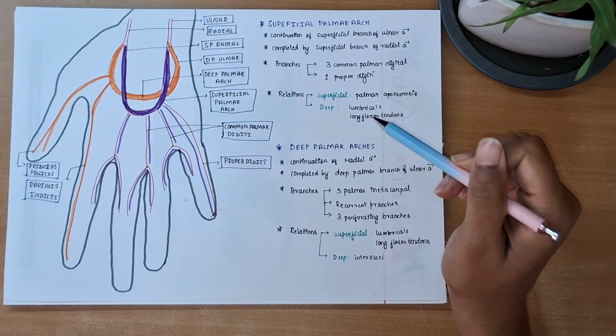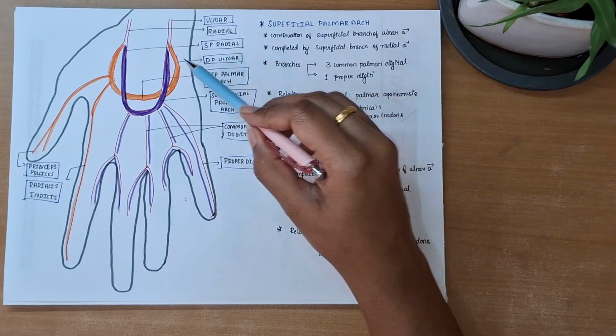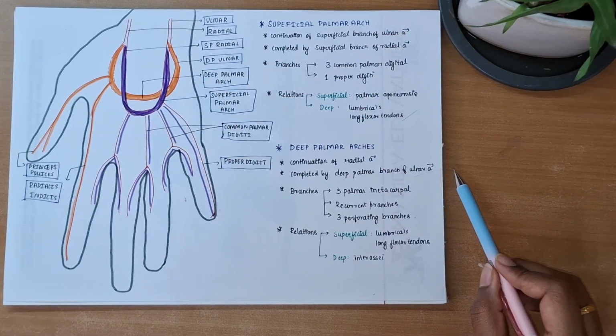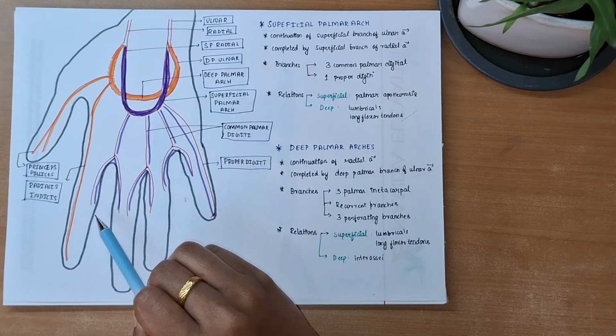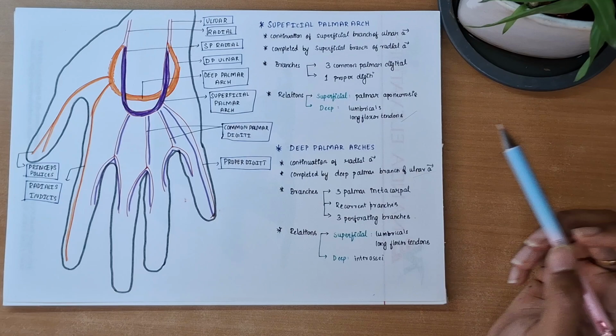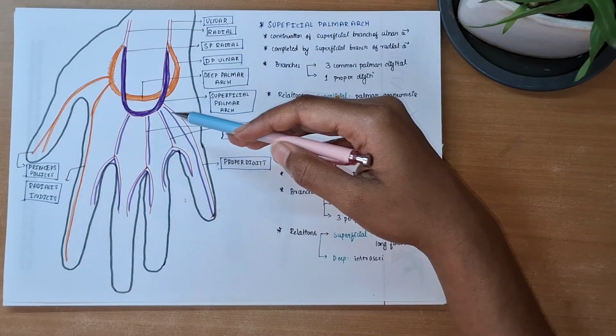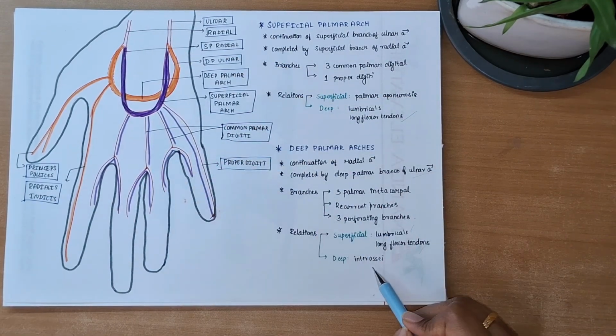Deep palmar arch is the continuation of the radial artery and is completed by the deep palmar branch of the ulnar artery. Its branches include three palmar metacarpals, recurrent branches, and three perforating branches. Relations: superficially, lumbricals and long flexor tendons, and deep, interossei.